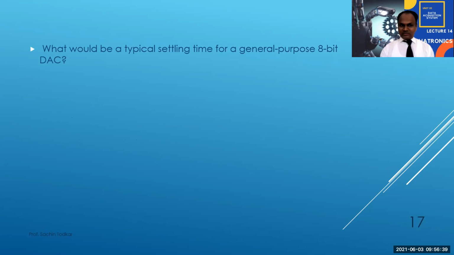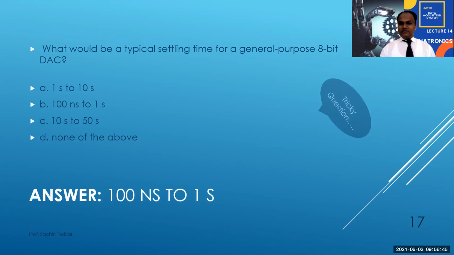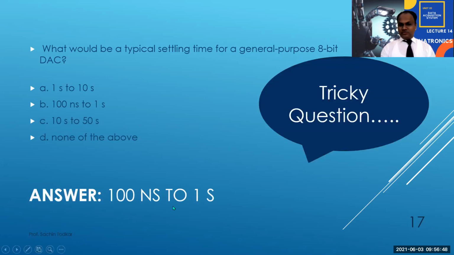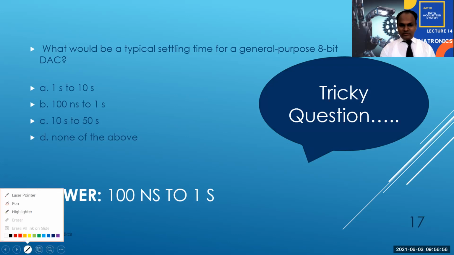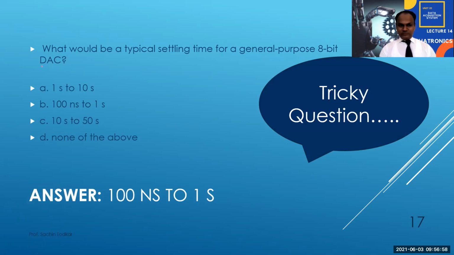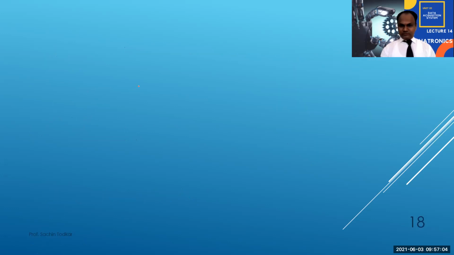And if the question is asked for DAC, digital to analog, your answer will be 100 nanosecond to 1 second. So this is a tricky kind of question. You have to read the question carefully. If they have asked for analog to digital or digital to analog, that you have to keep in mind. If D to A, it is 100 nanosecond to 1 second.